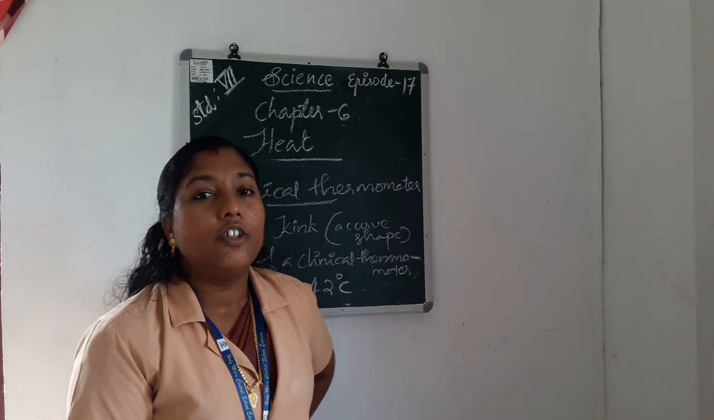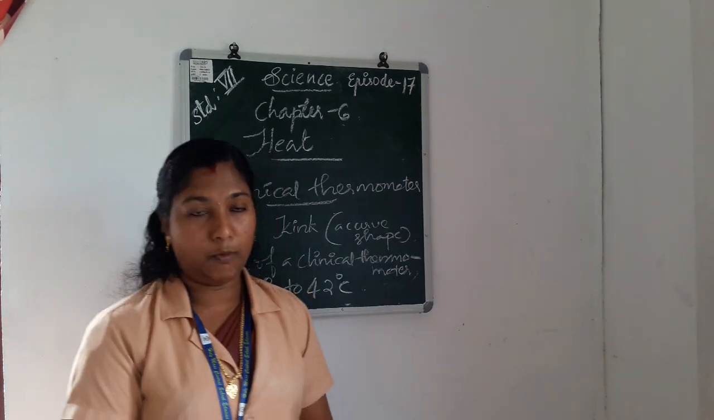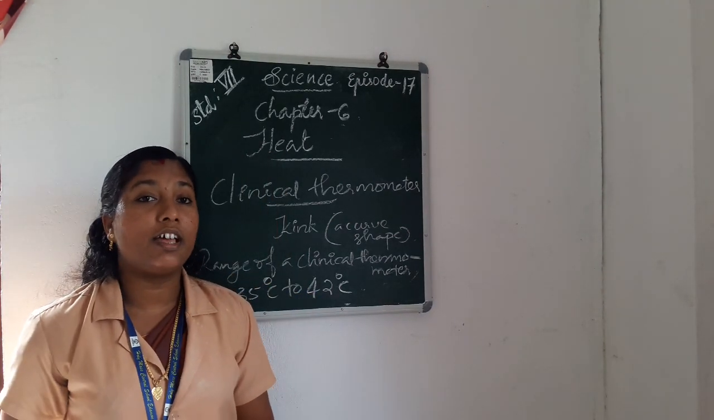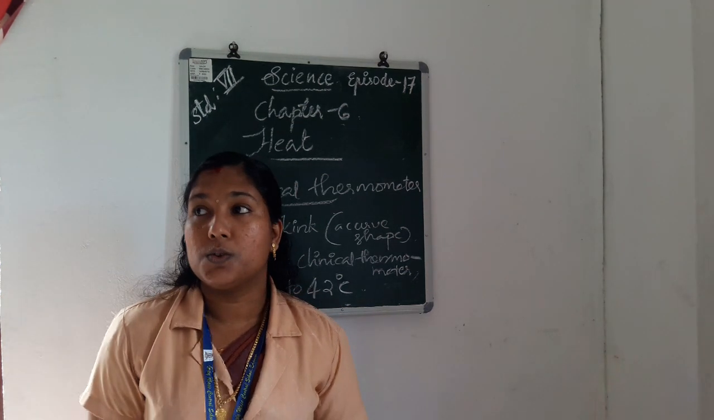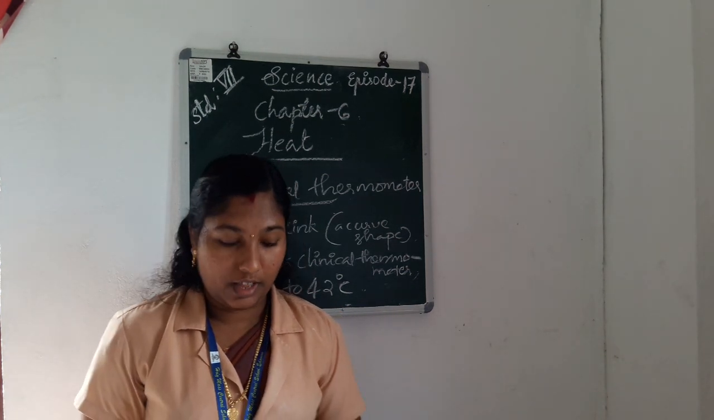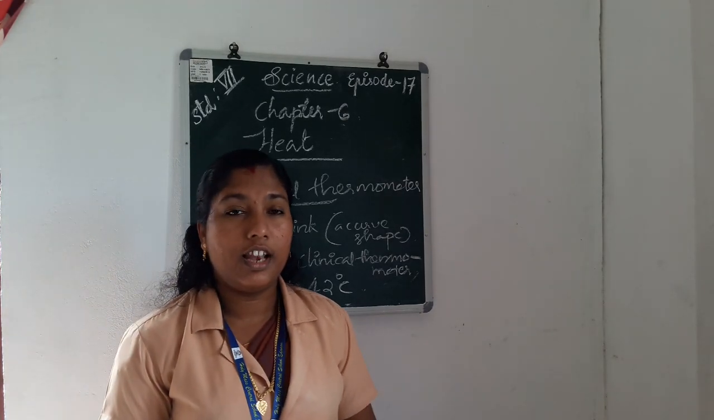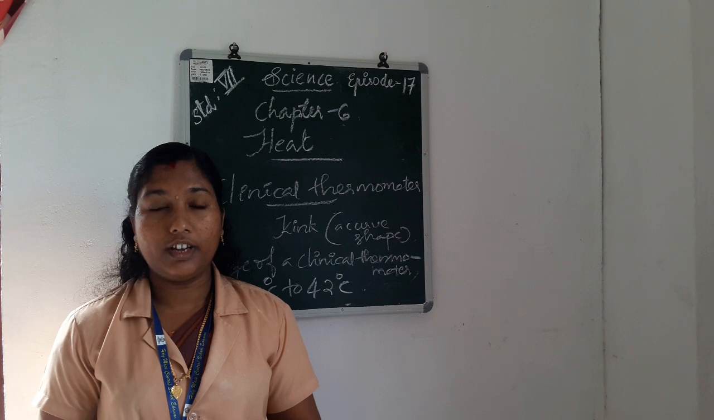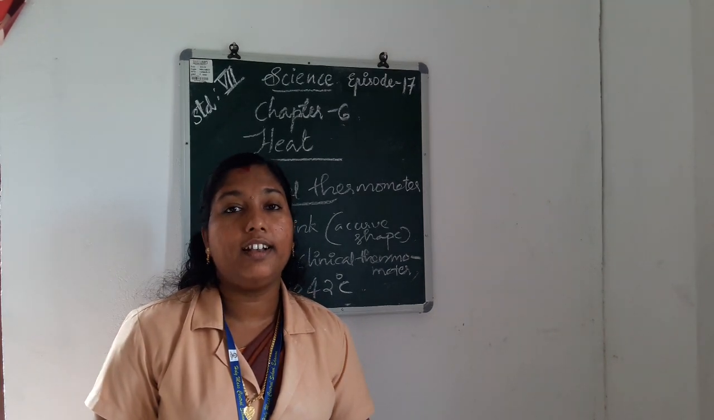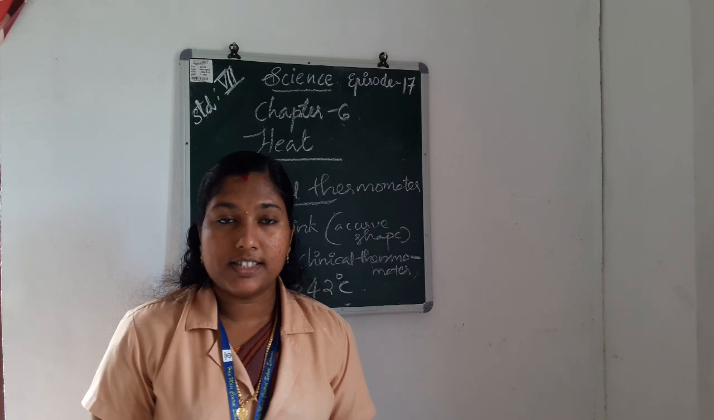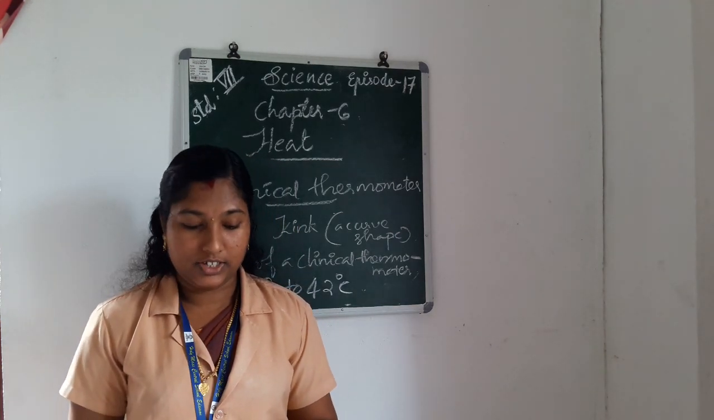Then we learned about the laboratory thermometer. The laboratory thermometers are used in the science laboratory. The range of a laboratory thermometer is minus 10 degrees Celsius to 110 degrees Celsius.